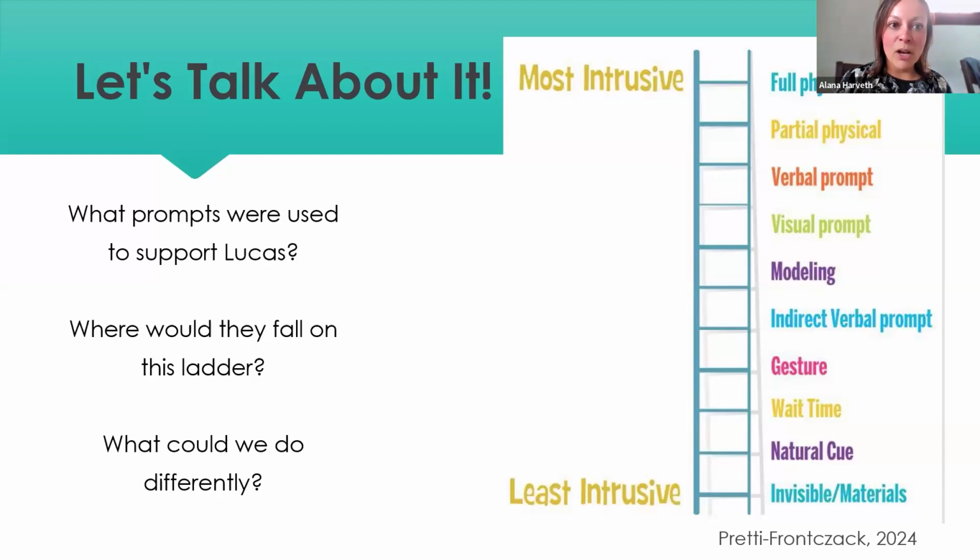So maybe take a small group and you could do this on the board, or maybe if they have whiteboards, that would be great. You guys gave us those examples. But instead of just going over there and asking all these questions for them to answer, you guys gave all of these great ideas for using invisible materials. And that is the least intrusive way to support a student.